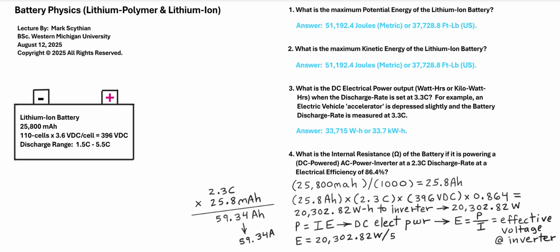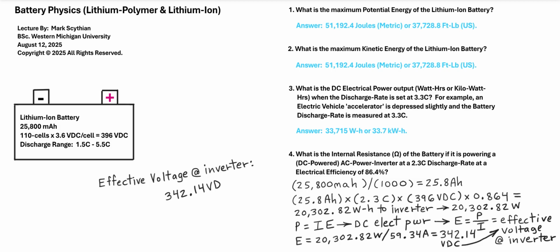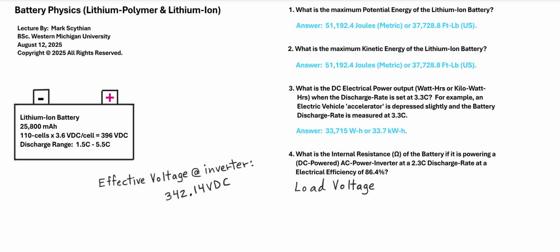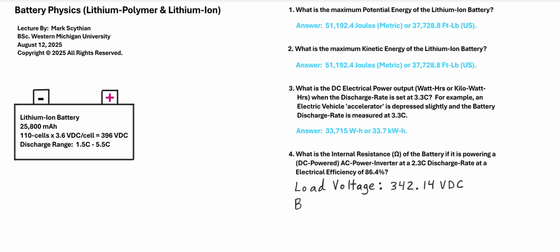So it is, in this case, that's the check based on prediction of the system. So 20,302.82 watts divided by 59.34 amps, and this yields an effective voltage going to the inverter of 342.14 volts DC. So our load voltage, or voltage transferred from the battery to the inverter, is 342.14 volts DC.